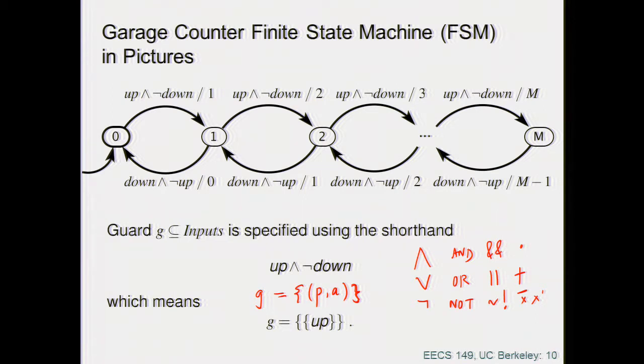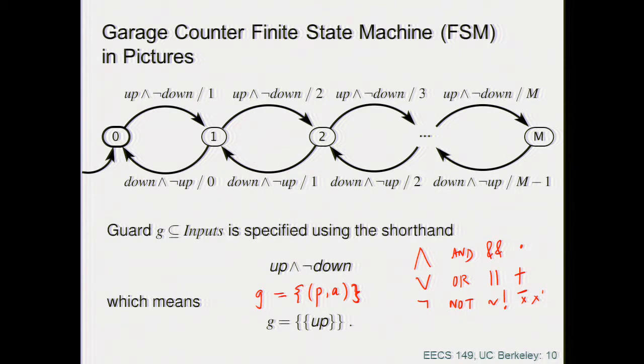In this particular case, you see that the guard, so the condition that I put on the arc, is a logical expression which says up, so a car is coming, and not down. What does that mean? That a car is coming in and no car is coming out.